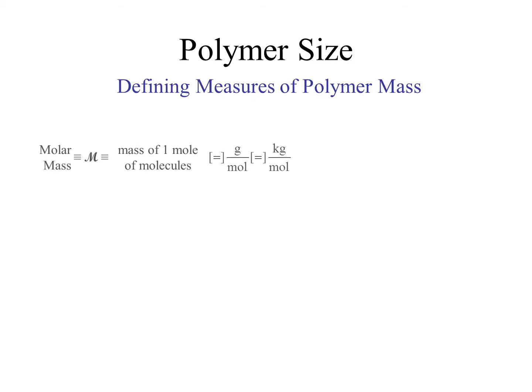In order to discuss the mass of a polymer molecule, or a real polymer sample for that matter, we need to first revisit a very introductory topic from general chemistry, molecular weight. You've probably already noticed that I use a script M for molar mass. Just like in your general chemistry class, the molar mass is defined as the mass of 1 mole of molecules, and it has the typical units of grams per mole.